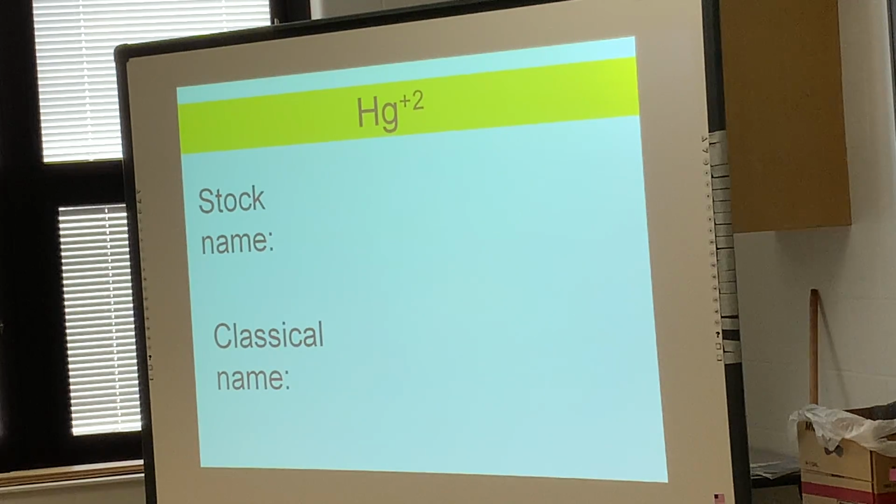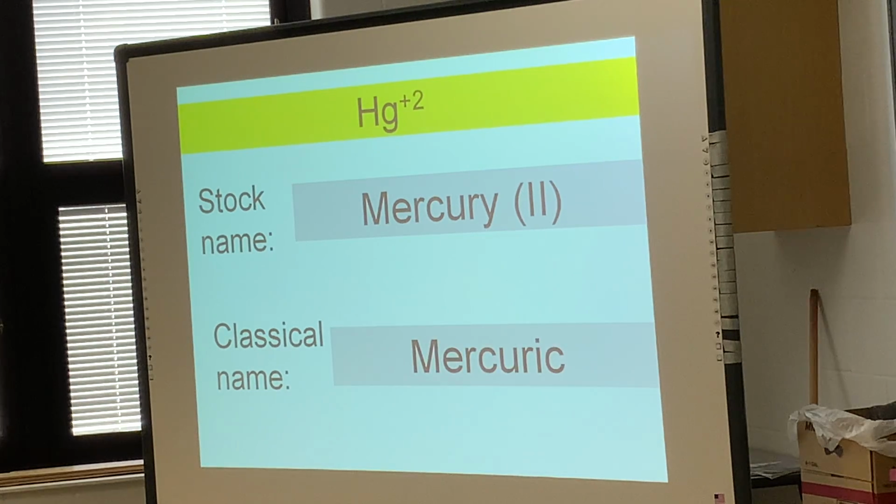Hg positive 2. What are the two charges for mercury? 1 and 2. It'd be the 2. Mercury. This is mercuric, good. Mercury 2.